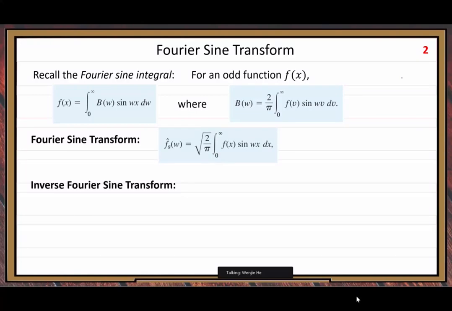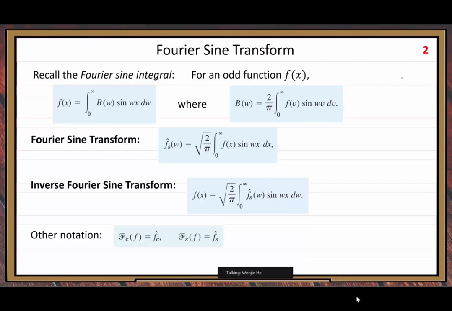This time we use subscript S, so we have the inverse. So we have a pair of transforms: cosine version, sine version. A pair of transforms.